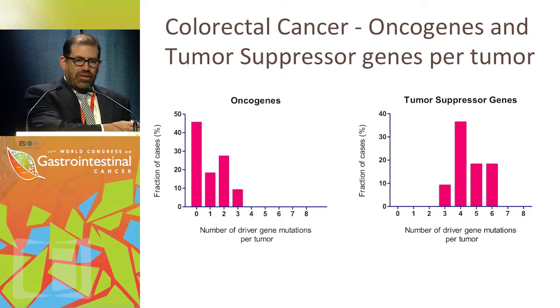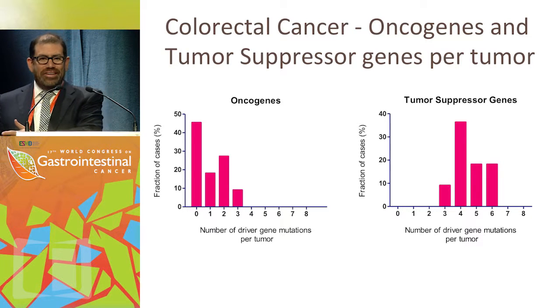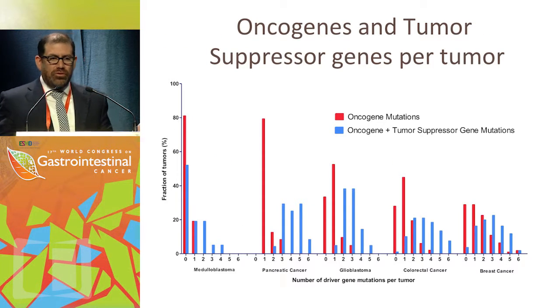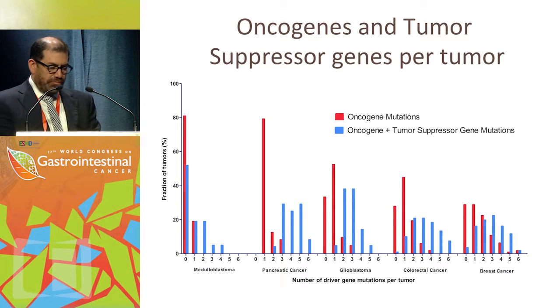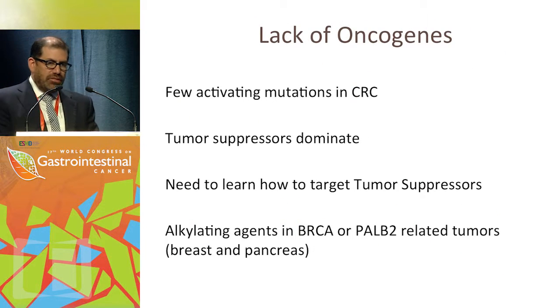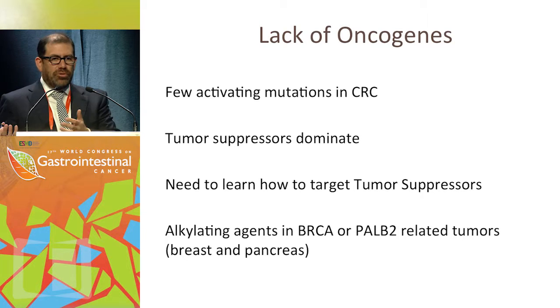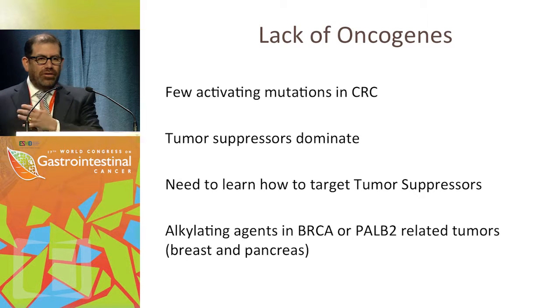There's not many activating oncogenes, but there's a lot of inactivating tumor suppressors. And if you compare this to other solid tumors, it's a similar sort of picture. And it presents an issue. There's a lack of oncogenes. There's a lack of therapeutic targets. Few activating mutations in colon cancer. The tumor suppressors dominate. We have to learn how to target these.